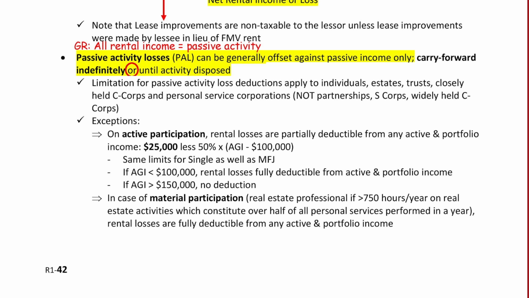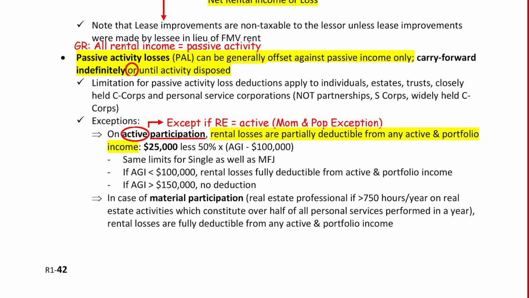Now there are a couple of exceptions here. The first one, right, except if RE or real estate equals active. And this is also called the mom and pop exception. So basically this is a scenario where the taxpayer actively participates in the real estate. So circle active, underline participation. And in such a scenario, rental losses are partially deductible from any active and portfolio income.